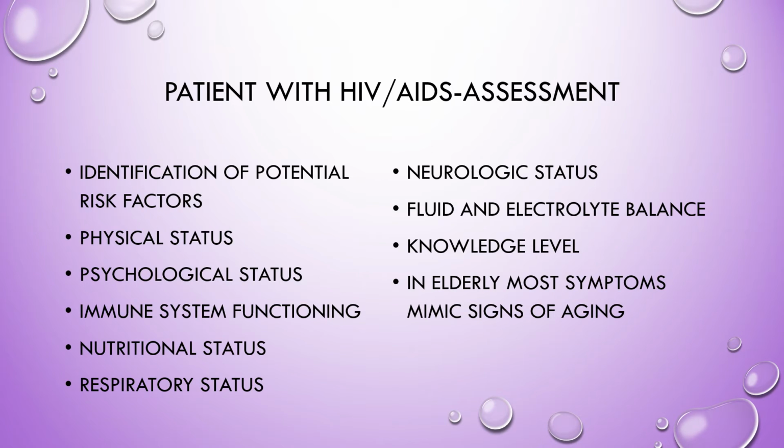We need to identify the potential risk factors for patients, what they might come in contact with as far as infection sources, and also their partners. Then we need to look at their physical status, psychological status, immune system functioning, nutritional status, respiratory status, neurologic status, fluid and electrolyte balance, knowledge level, and in the elderly, most symptoms will mimic the signs of aging, so it can be very well hidden.